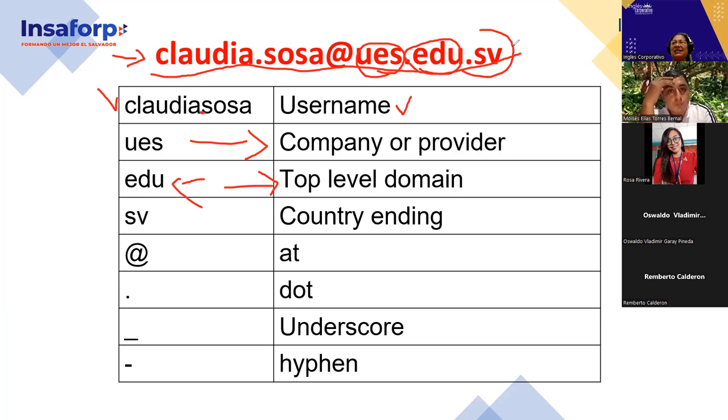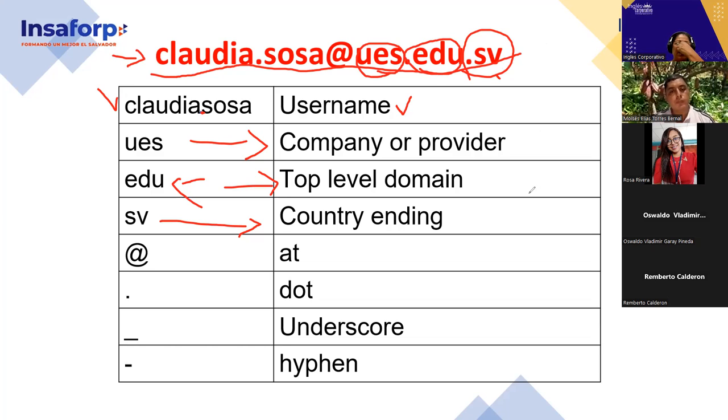Then we have, as the last one, el famoso SV. SV, what is that? Country ending. That is the country ending. If this were an email that is done in Mexico, ¿cuáles creen ustedes que van a ser el country ending? MX. That's why I said Mexico, because they are very famous because of that. But since we are in El Salvador, we say SV.